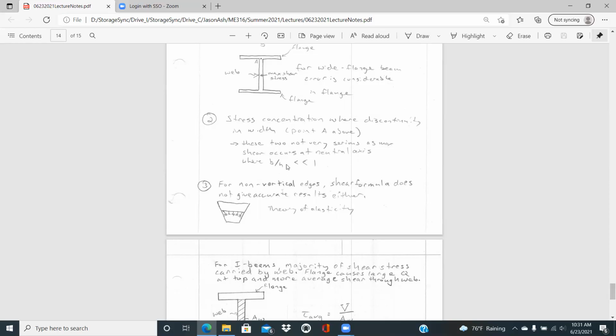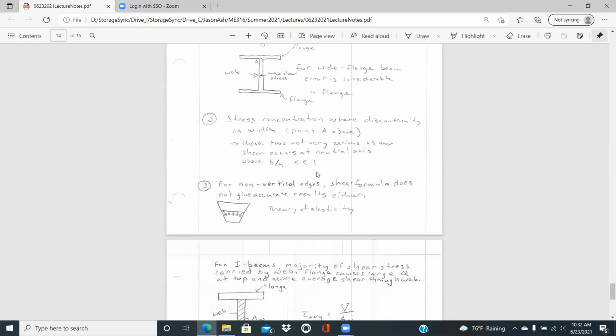But in terms of this, this is talking more about the B over H value much less than 1 for the upper portion of that. So there wouldn't be that large of an error just due to the non-constant nature of the shear stress, but there would be a potential stress concentration there.